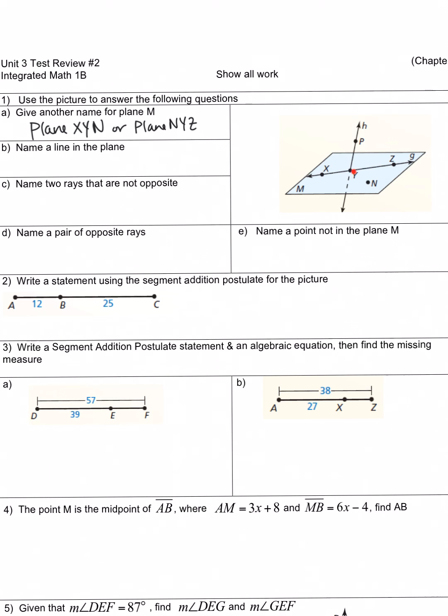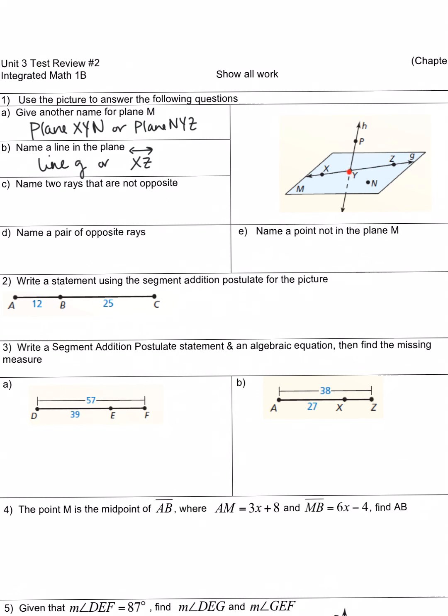So in the plane, I've got line G. But I can also call line G line XZ with that proper notation. Name 2 rays that are not opposite.